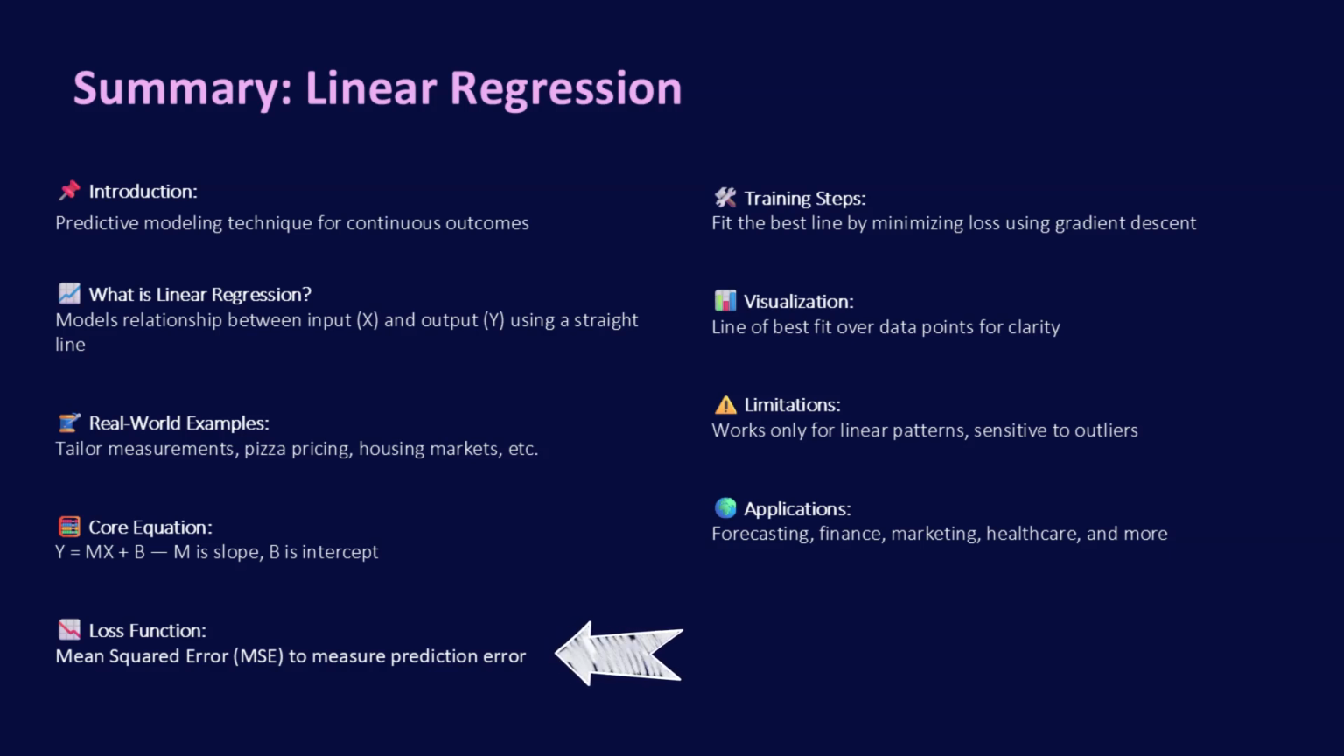We explored the loss function, mean squared error, or RMSE, which helps us measure how far off our predictions are. We walked through the training steps, fitting the best line by minimizing loss using gradient descent. We visualize this as a line of best fit laid over data points to make trends easier to spot. But linear regression does have limitations. It only works well for linear patterns and is quite sensitive to outliers. Finally, we looked at applications. From forecasting and finance to marketing and healthcare, linear regression is used everywhere.